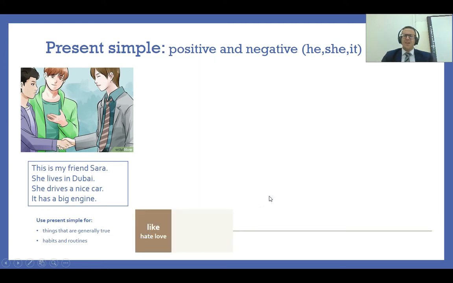And then in the book, it's a bit different to positive and negative, but they talked about the verb like, and also you can use hate or love the same way. For the verb like, we can use a noun, or we can use ing after the verb. So for example, I like football, he likes football, it's a noun.